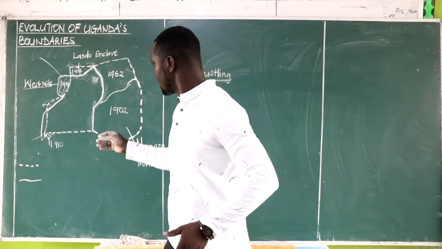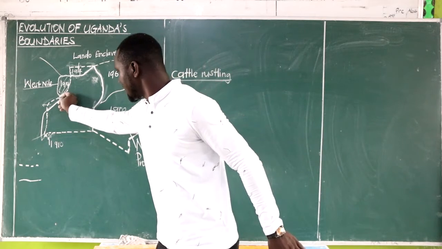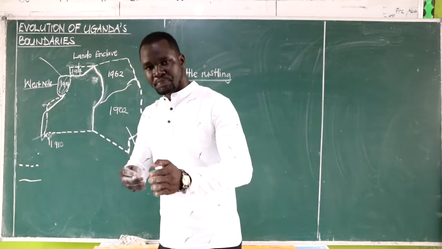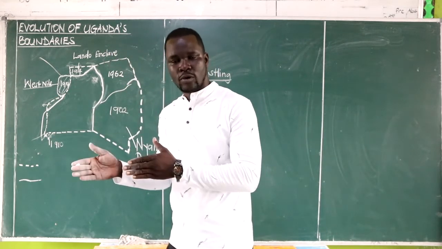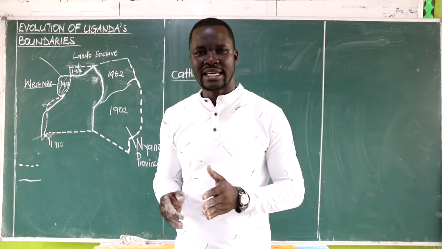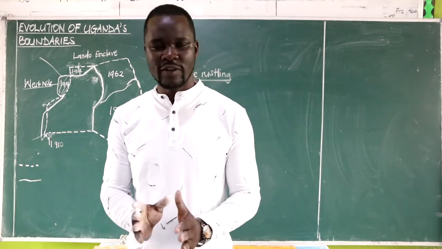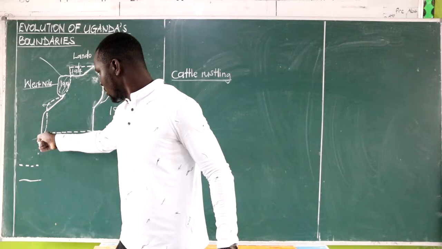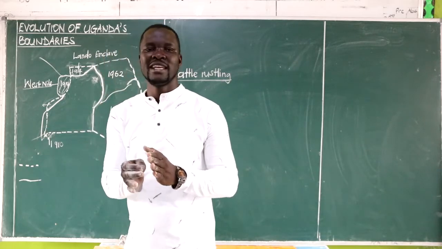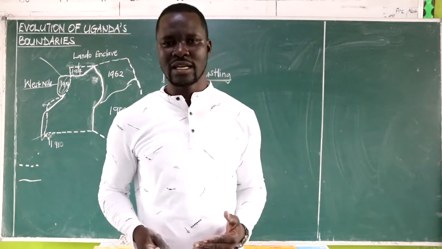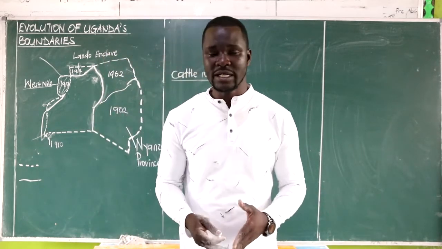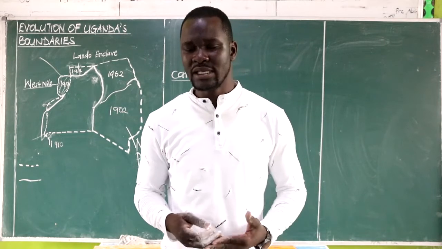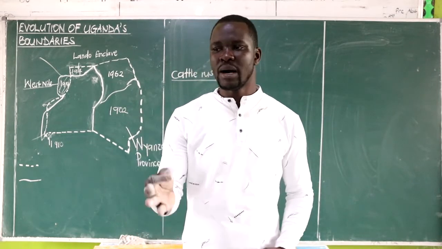For example, if we are saying we use Lake Albert as the border between Uganda and Democratic Republic of Congo, that lake is permanent. No one can remove it from there. They are saying we are going to use the Rift Valley as the border, as the boundary. You will find the Rift Valley is permanent. So we need to note that the British mainly used physical features as boundaries.